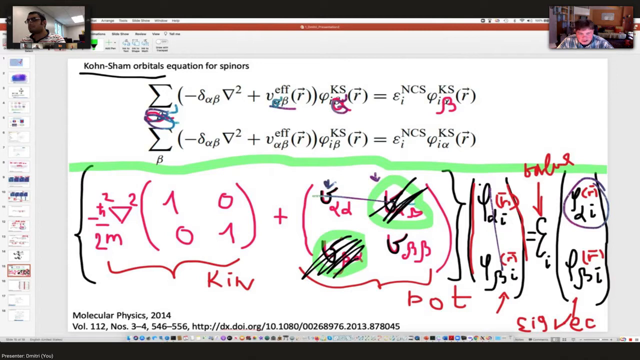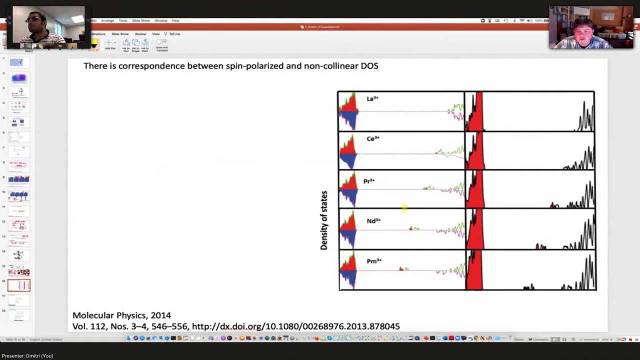So a few more slides on the overview. As soon as we get the eigenvalues of the spinors, we may analyze these eigenvalues in the same way as we usually do, to scroll the whole energy range and see at which energy interval we have more of the states. And here is just a little example. For the spin polarized DFT, we have alpha and beta things. And for non-collinear spin, we have only one list of energies, E sub i, without alpha and beta components.